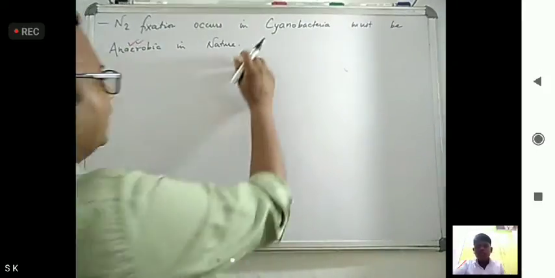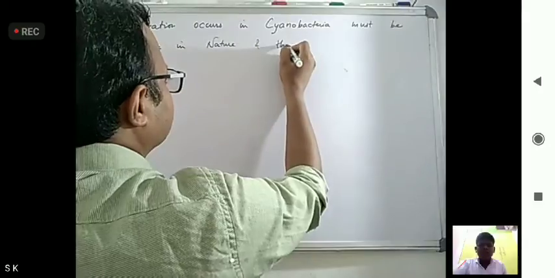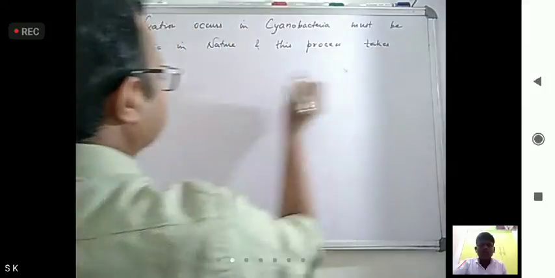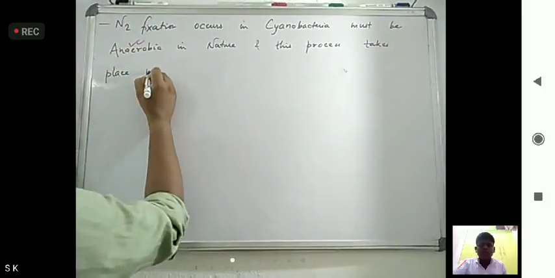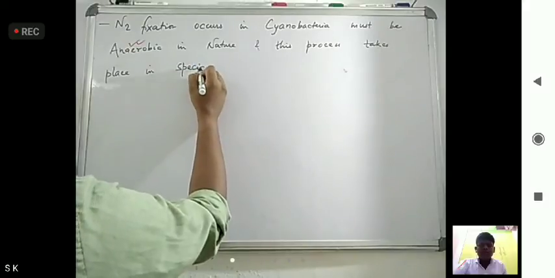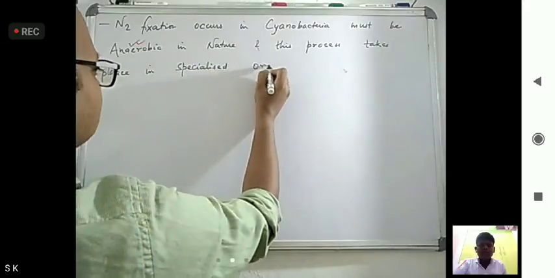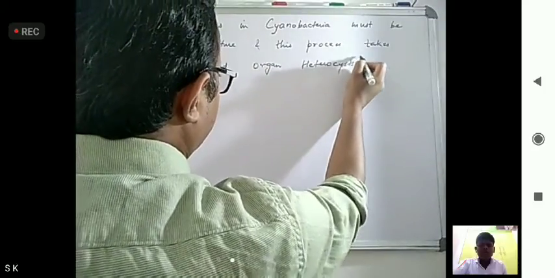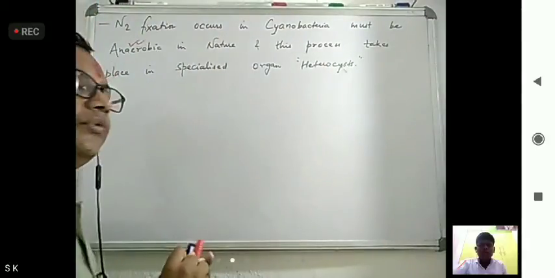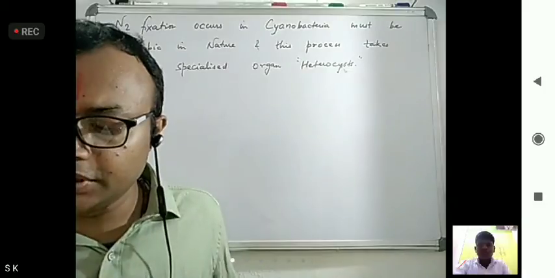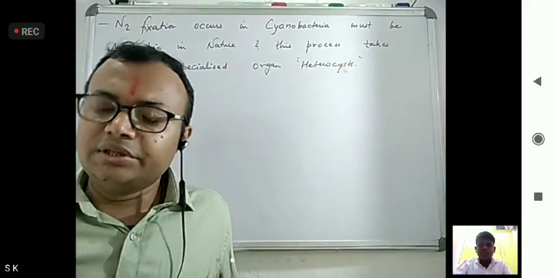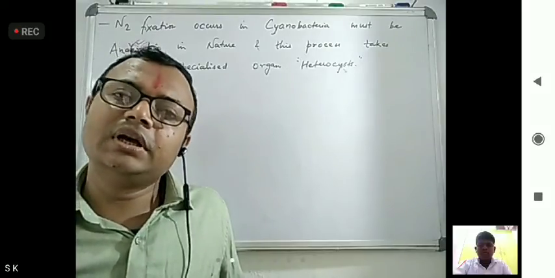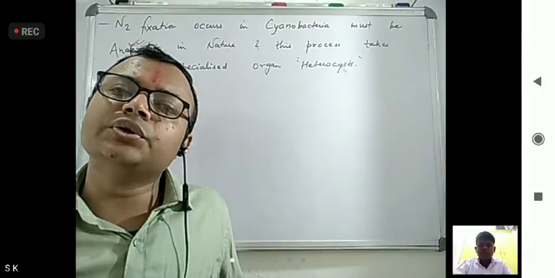Okay, now where does it take place? This process takes place in the specialized organ heterocyst. So in the heterocyst, nitrogen fixation occurs. Okay, now this nitrogen fixation occurs with the help of the nitrogenase enzyme.